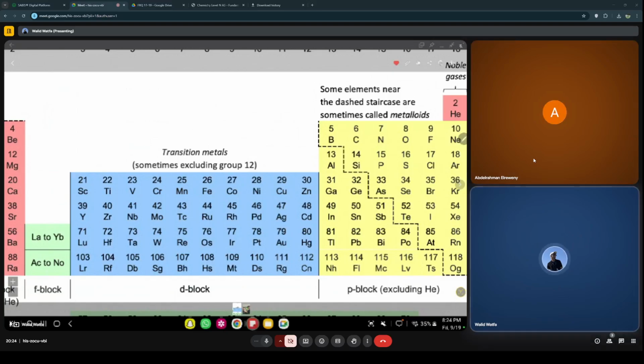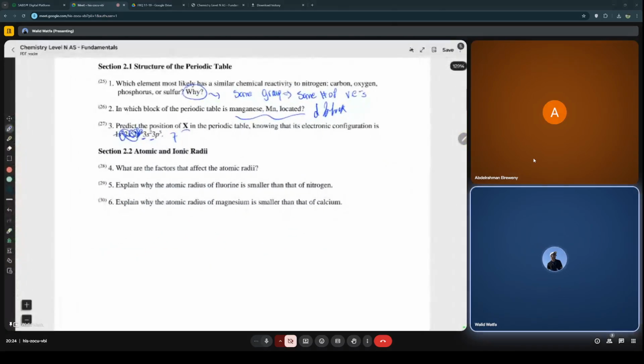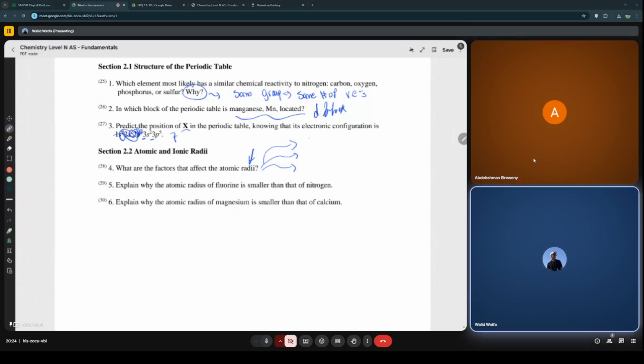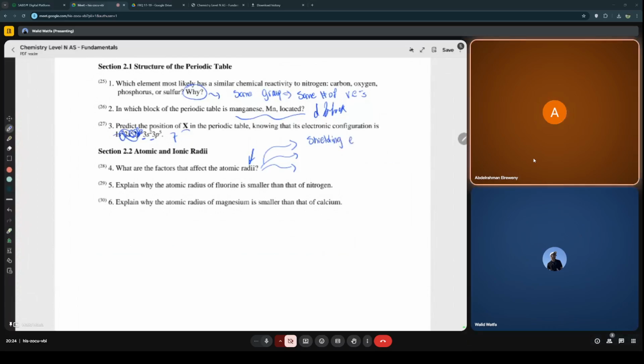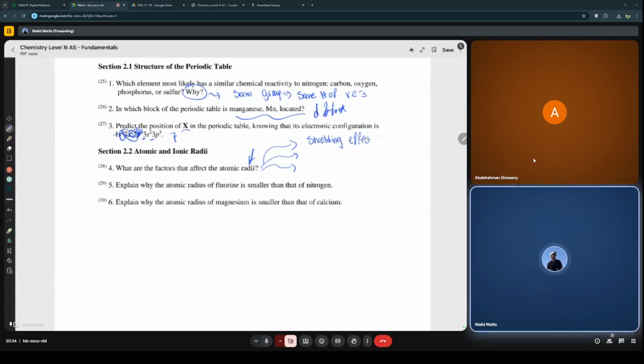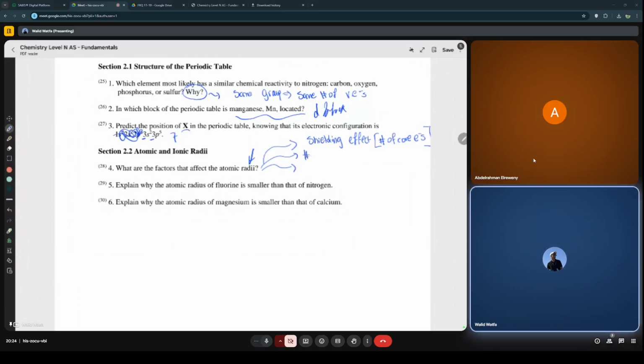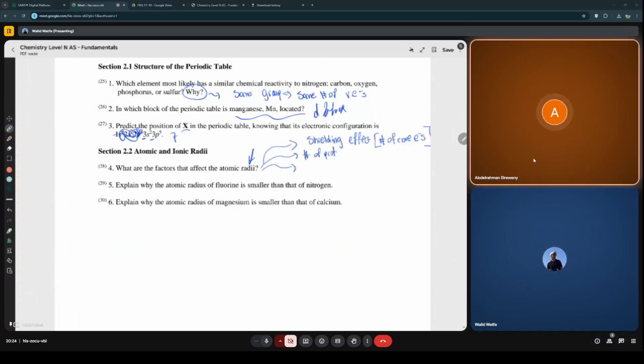Alright, next we have, what are the factors that affect atomic radius? Let's write them down. Three things. Shielding effect, number of protons. In other words, shielding effect means number of core electrons. Perfect. We have number of protons, which means the group.